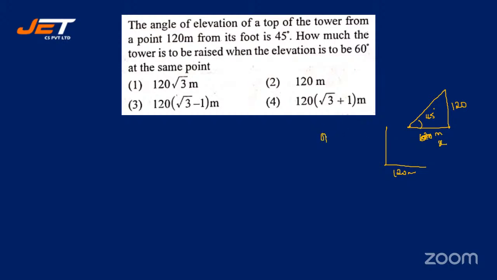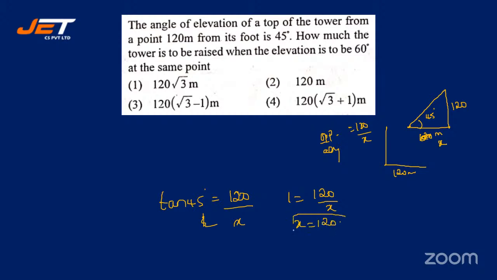So opposite side by adjacent side, which is 120 by x, whereby we have tan, opposite side by adjacent side means tan only, right? So tan 45 is 120 by x. So tan 45 is nothing but 1. So 1 is equal to 120 by x. So x is equal to 120. Right. Now he says how much the tower is to be raised with an elevation of 60 degrees. So there is an elevation of 60 degrees.